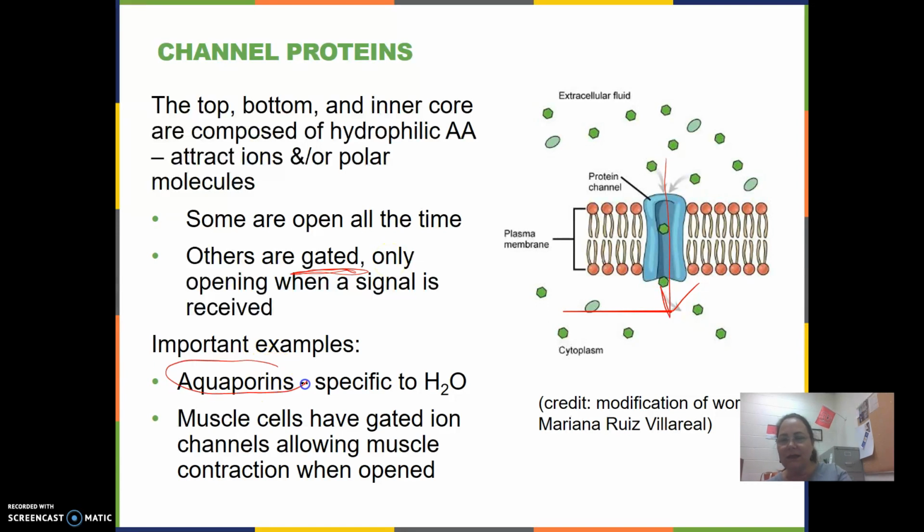Aquaporins are specifically channel proteins for water. And muscle cells have gated ion channels that when they're opened, they cause ions to flow through, and those ions flowing through will cause the muscle to contract. So channel proteins allow ions or polar molecules to move across the membrane by diffusion from high to low concentration.